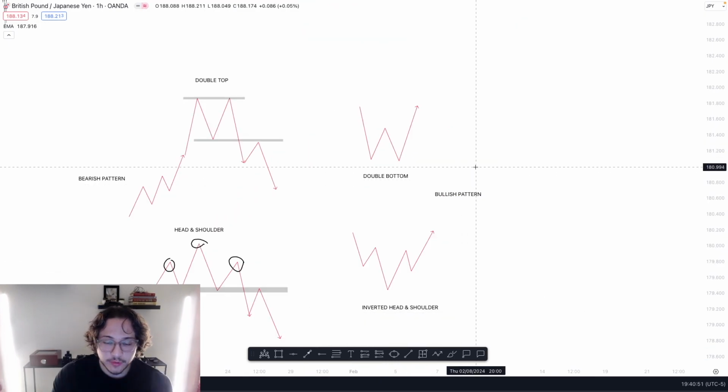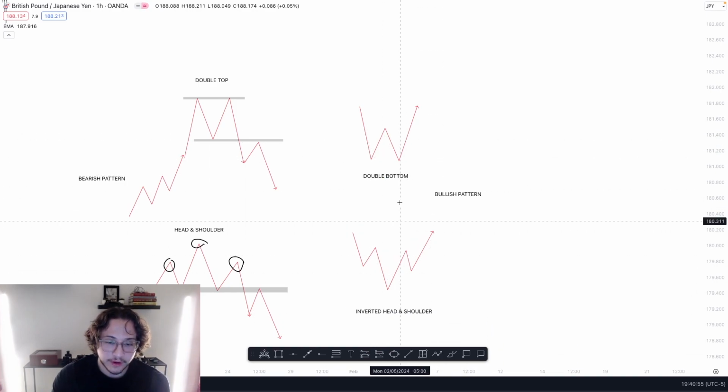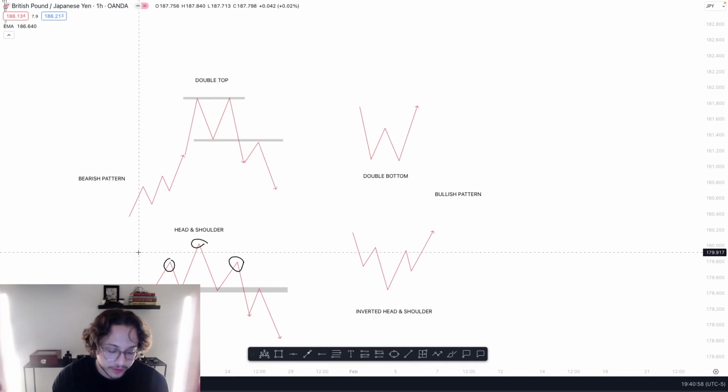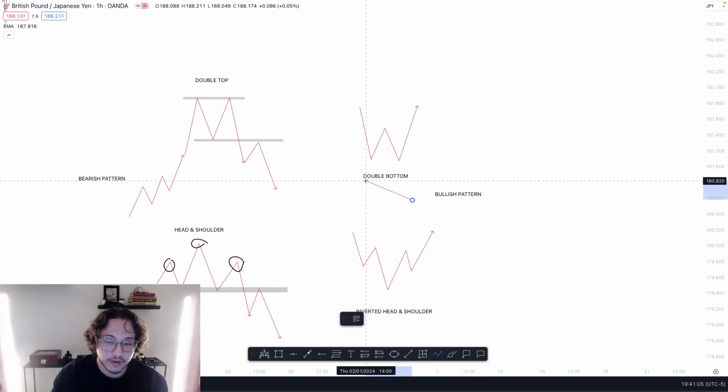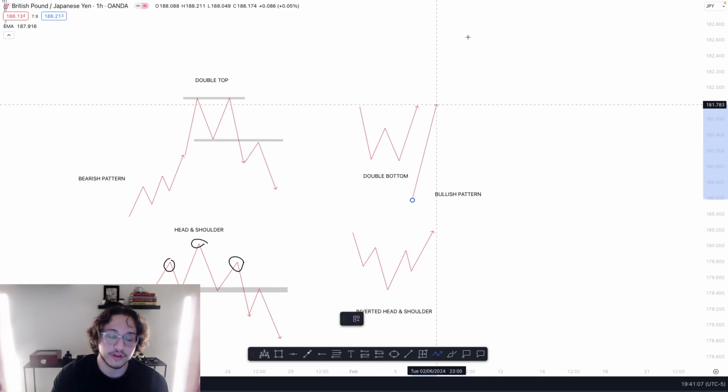All right, so going to the bullish pattern, right? Notice we have the double bottom and the inverted head and shoulders. Notice how these two patterns are the exact same pattern as the bearish patterns. The only difference is that it's upside down, and it's just a different bias, right? The double bottom, you're going to find it at the bottom of the market, or whenever price is having a continuation to the upside, right?